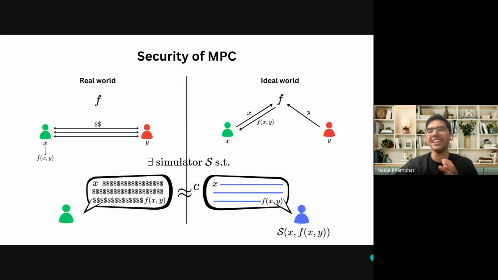But what exactly does random mean? If it's random, how does it help you compute anything? If it's not random, aren't we leaking something? How do we formalize this? It turns out the security of MPC is formalized in a super fascinating way.